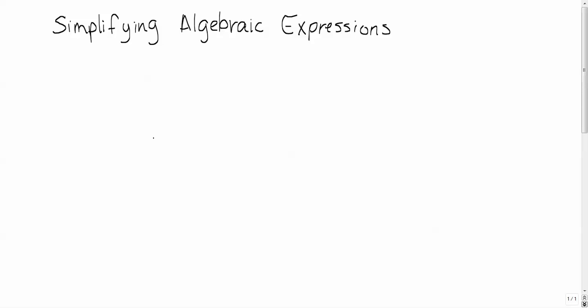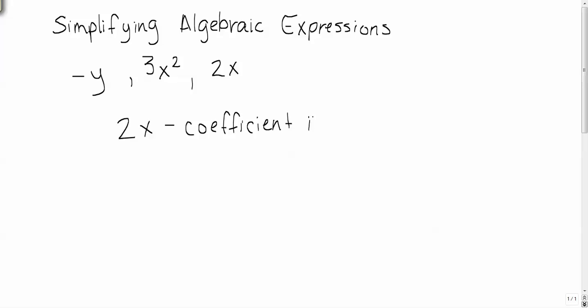Okay, and the first thing we need to talk about is what a term is and what a numerical coefficient is. Now, when you have something like negative y, 3x squared, 2x, anything like that, that's a term. Now, the coefficient is the number that's in front of the variable or multiplied by the variable. So if we have 2x, the coefficient is 2.